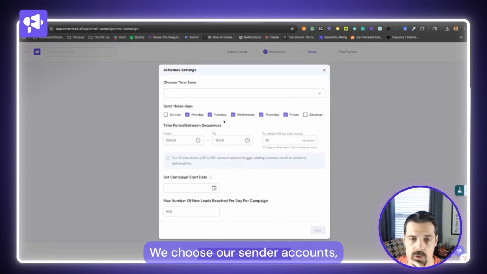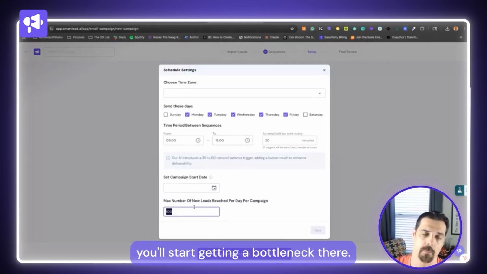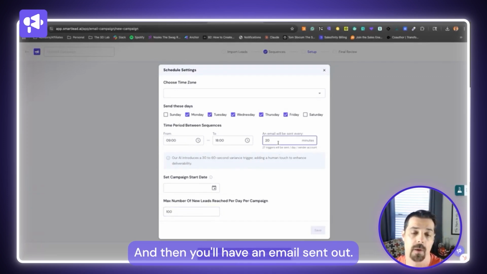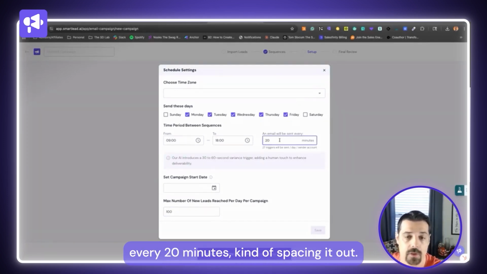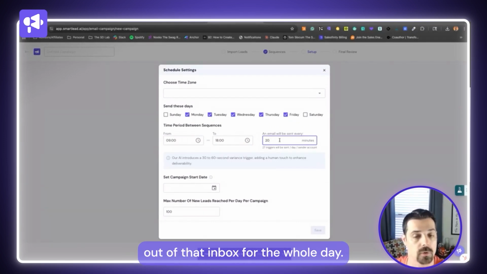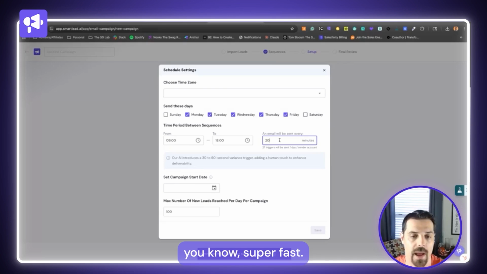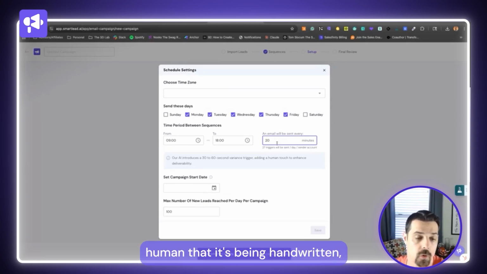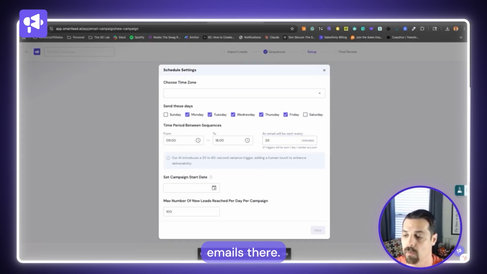So we set that up. We choose our sender accounts. We schedule the campaign. You want to make sure you're maxing the number of new leads. You'll start getting a bottleneck there. And then you'll have an email sent out, right? It'll show you. We have an email going out every 20 minutes, kind of spacing it out. We're only sending 35 emails out of that inbox for the whole day. So it doesn't need to be super fast. And it makes it look human, like they're handwritten emails there.